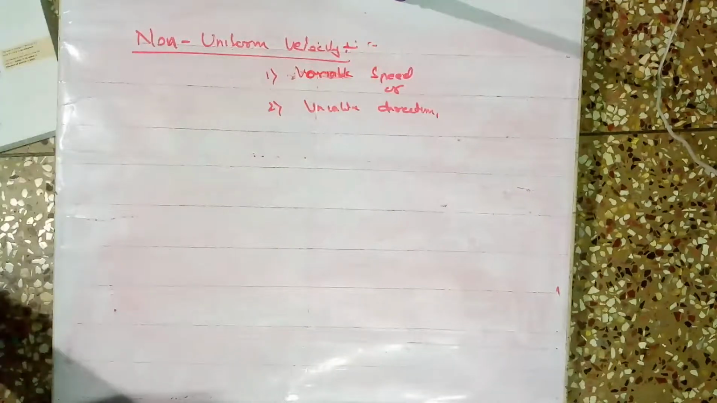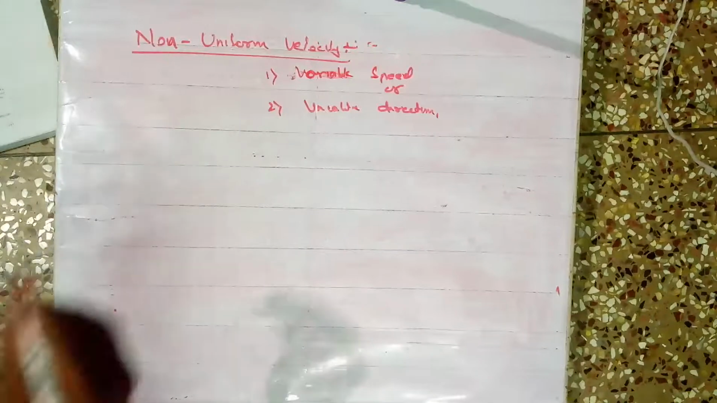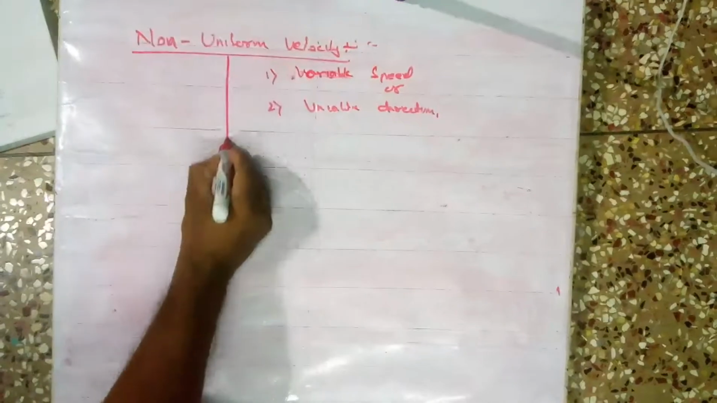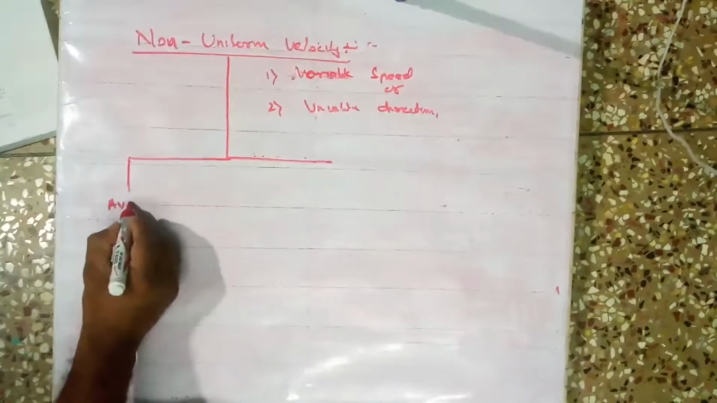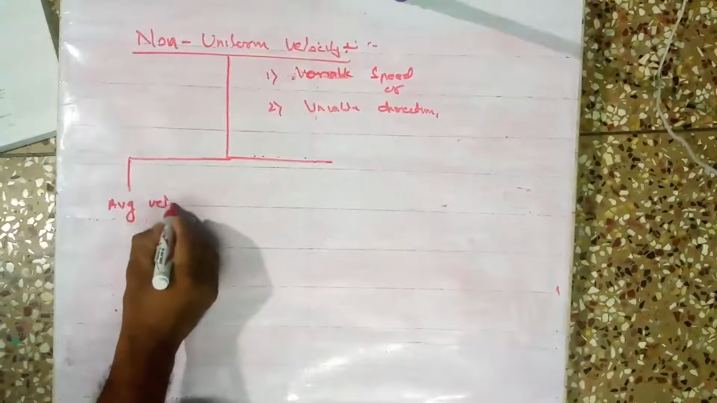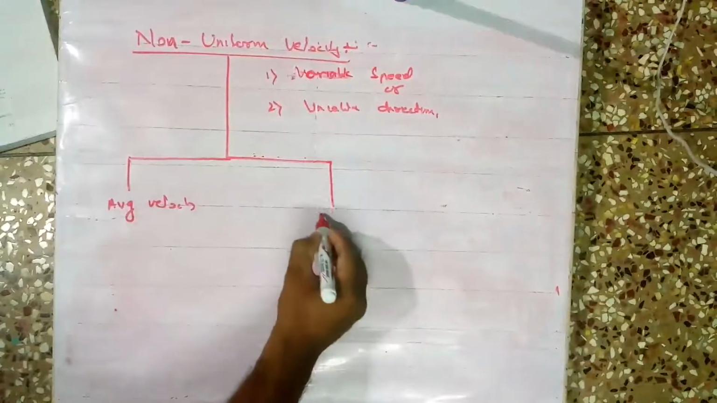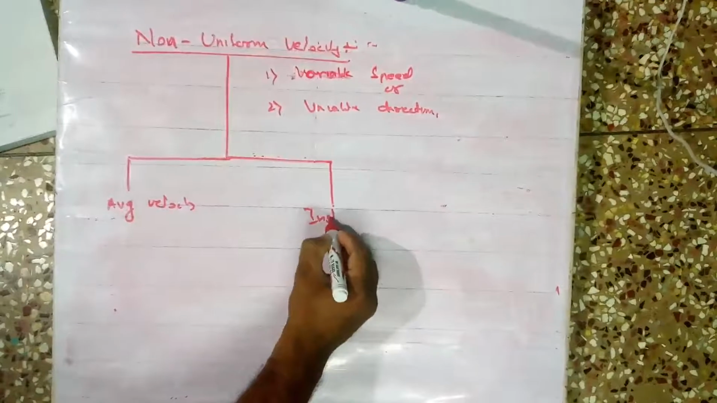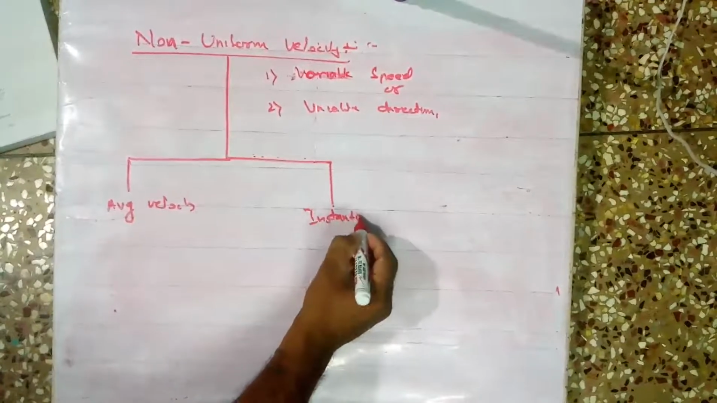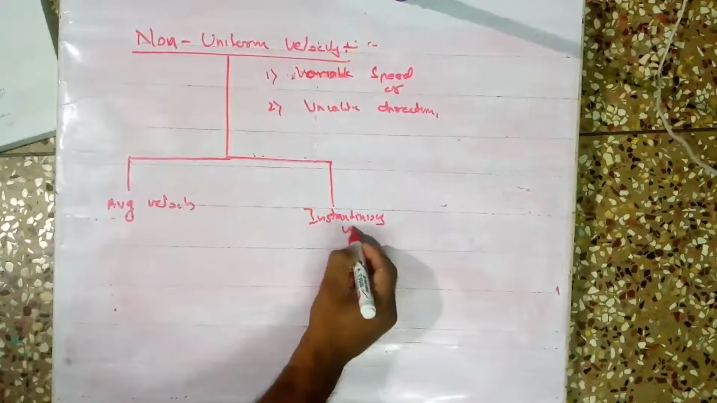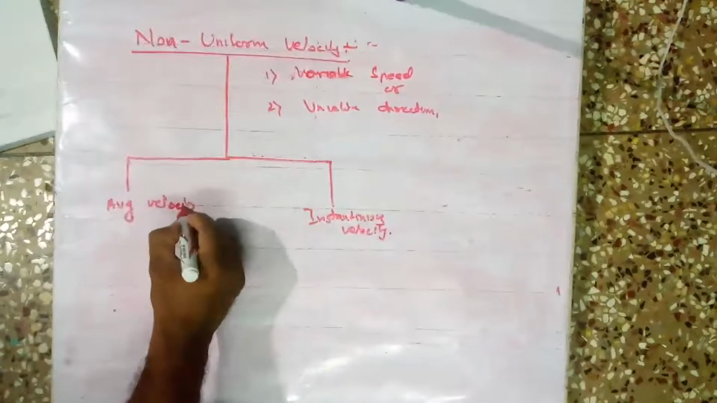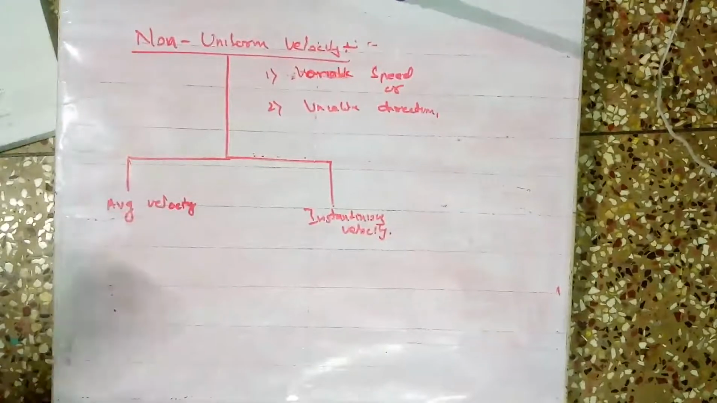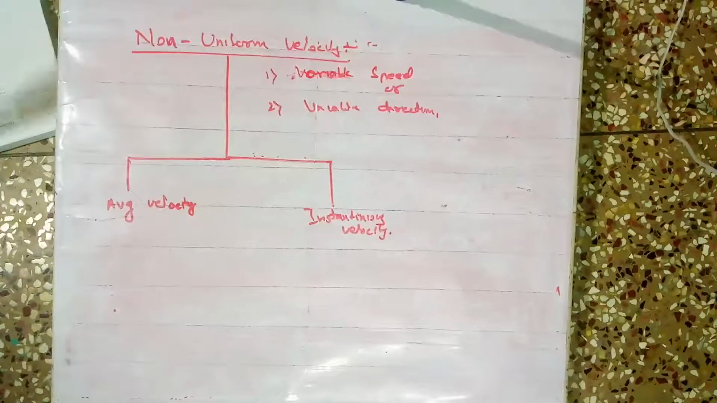When the case of non-uniform velocity comes, there again two cases come: one is average velocity, and another is instantaneous velocity. Clear? Average velocity or instantaneous velocity. What is average velocity? We'll discuss that first, then we'll go to instantaneous velocity.